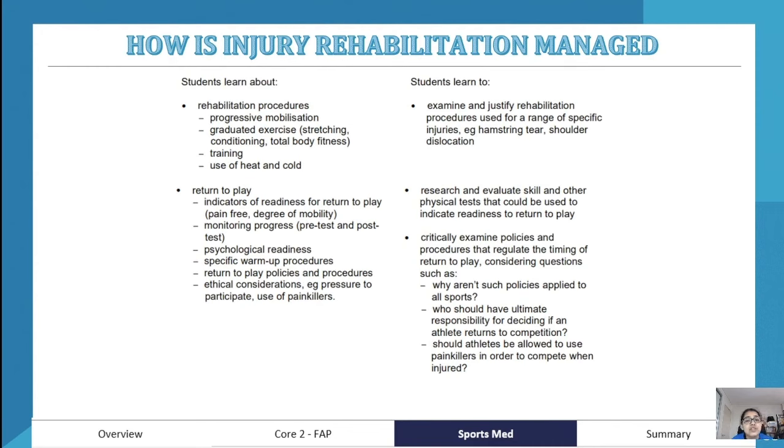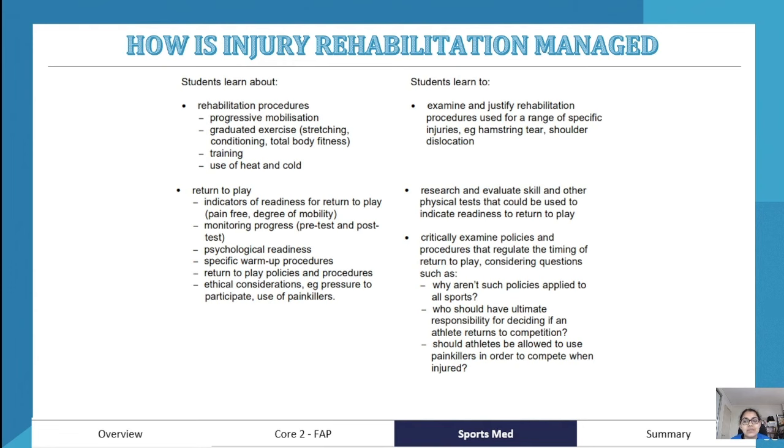Then, how is injury rehabilitation managed? So for this, you'll look at the rehabilitation procedures, so progressive mobilization, graduated exercise like stretching, conditioning, total body fitness training, and also the use of heat and cold. So the use of heat and cold is very similar to cryotherapy that we looked at in factors affecting performance.